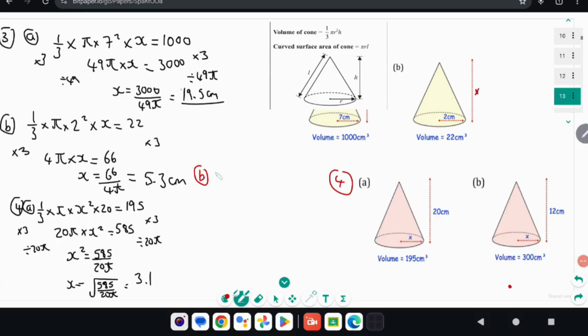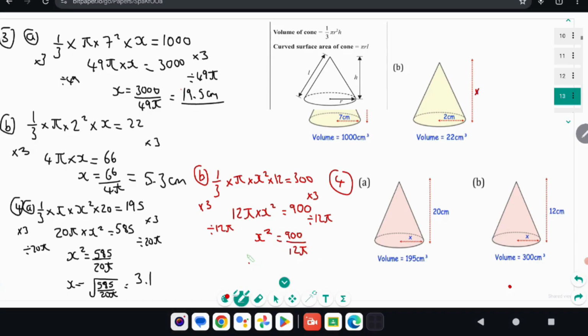And then part B, we have a third times pi times x squared times 12 is equal to 300. Times both sides by 3. Pi times 12 is 12 pi. Divide by 12 pi. And then square root both sides. 2.9.